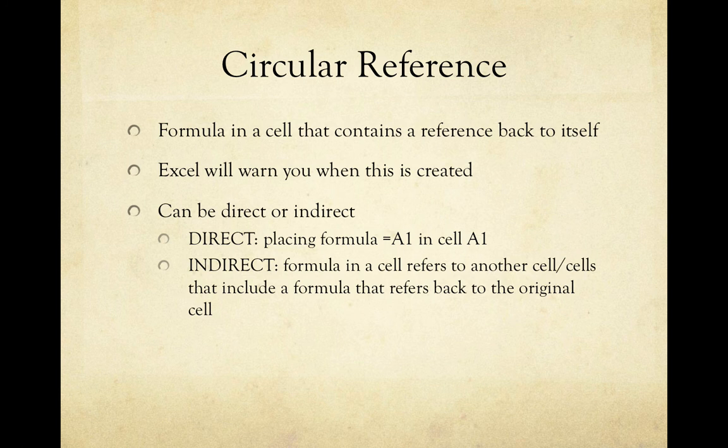Direct is placing a formula, so equals A1, in cell A1. So we're saying that the formula is going to equal A1, and that's going to be in cell A1. Notice that it says a formula in a cell that contains a reference back to itself. Well, you can't have A1 equaling A1 because we don't have any numbers there. And this will make more sense probably as we go through it. Indirect is going to be a formula in a cell that refers to another cell or cells that include a formula that refers back to the original cell.